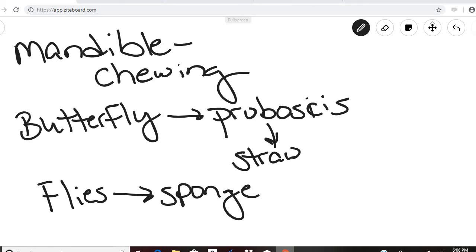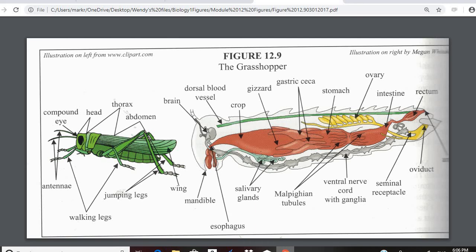However, once that food is into the body, they do have a complete digestive system. So however the food gets into the body, it goes through a crop and a gizzard, goes into the stomach, and then into the intestine and out the anus. So they do have a complete digestive system, like we have seen in other members of the arthropods.